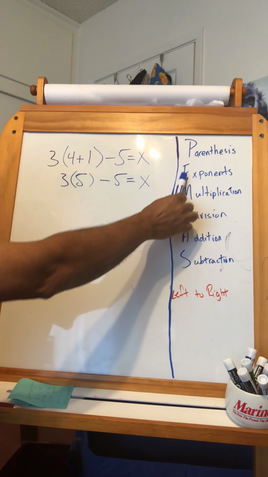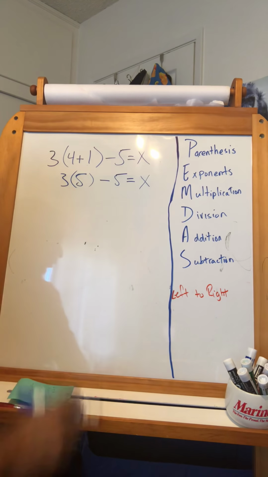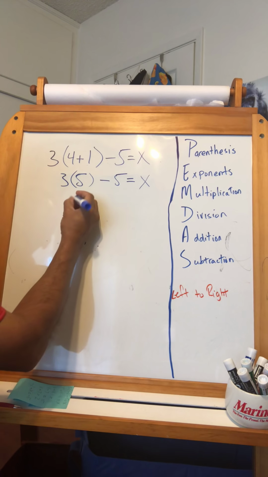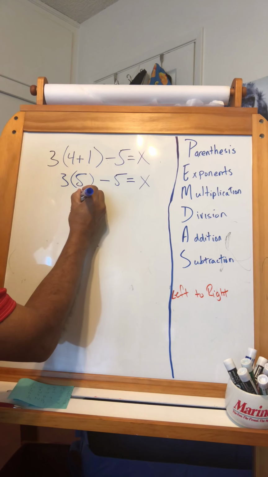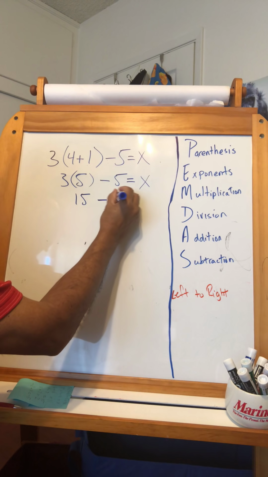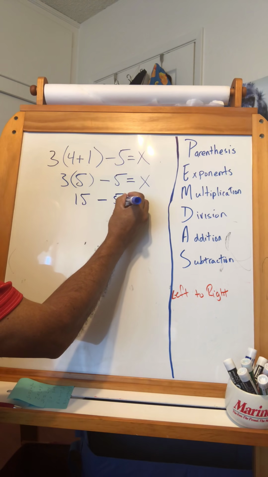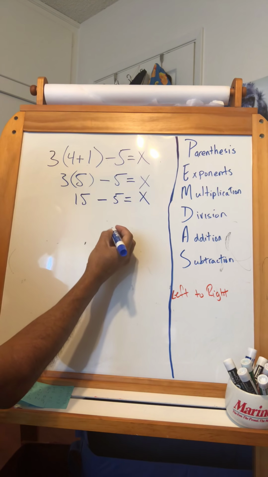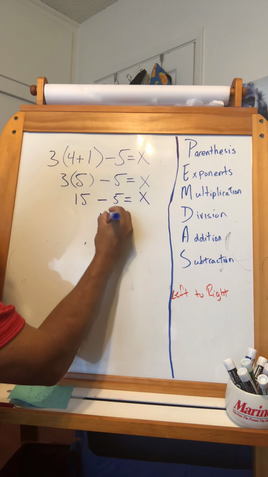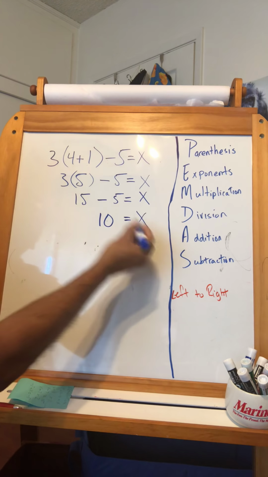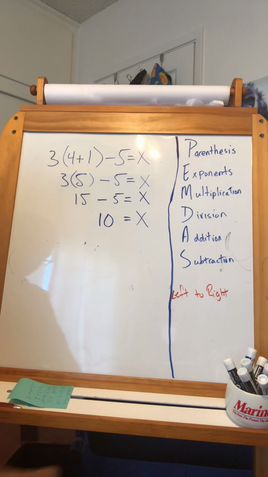What's next on my list? I look over and I see it's multiplication, so I'm going to do the multiplication problem next. 3 times 5 is 15. Minus 5. 15 minus 5 is 10, equals x. So now I know that x is 10.